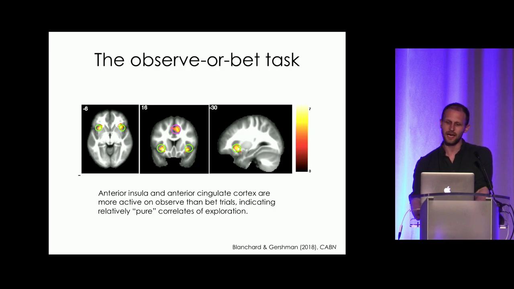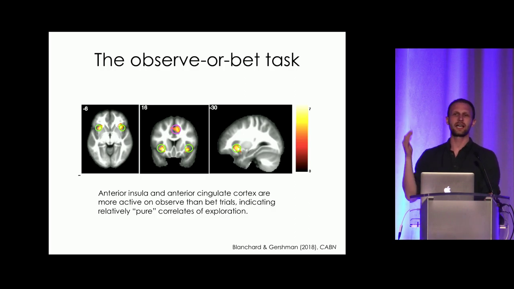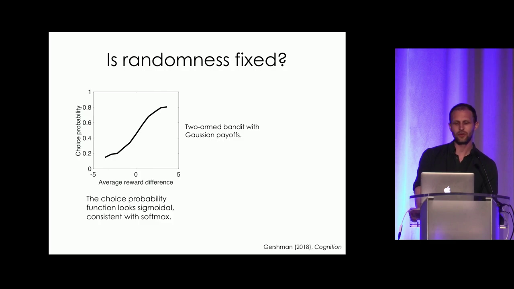Now, the next question that I want to ask here is whether randomness is fixed. I showed you the softmax policy with this coefficient beta, and typically that coefficient is fit to behavior, and that's used to quantify a kind of individual difference measure of how random a person's policy is. But what about within-subject variation? Is there any? If you just plot the probability of choosing an option in a two-alternative forced choice task as a function of the average reward difference between those two options, in this case a bandit with Gaussian payoffs, where the parameters of those Gaussians are fixed across the experiment, you do see an approximately sigmoidal choice probability function, so that's good for the softmax policy.